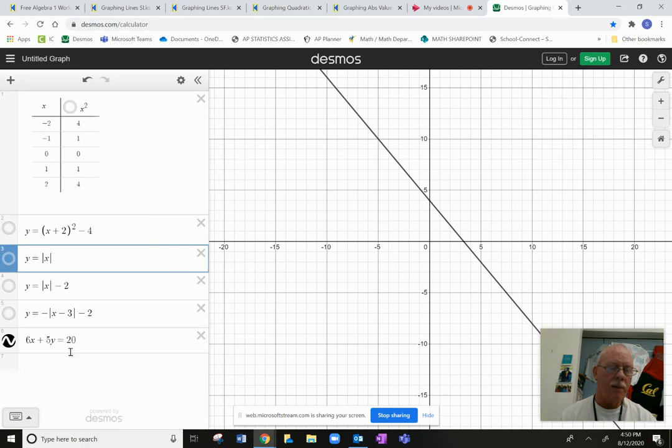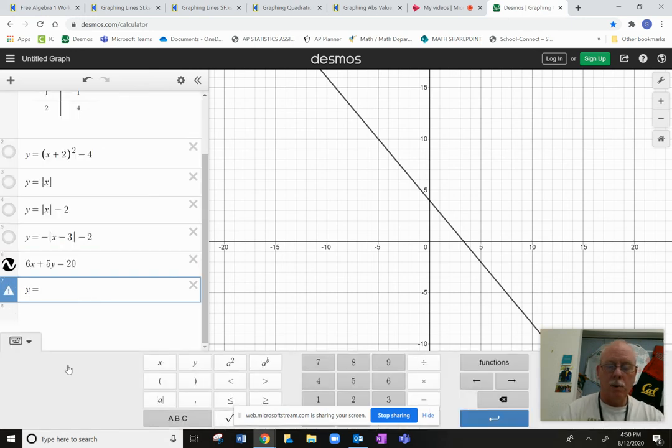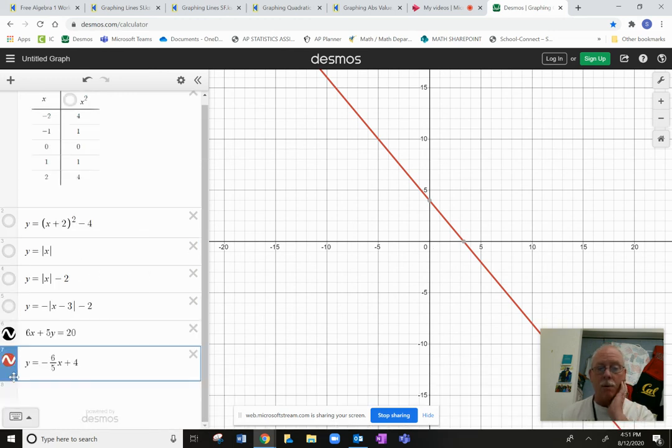Now, if you solved this for y, if you rewrote this equation as y equals, I think it would turn out to be something like minus 6 over 5x plus 4. But in fact, why don't I just do that? y equals negative 6 divided by 5 x plus 4. I'm doing this math in my head, but if you solve this equation for y, you would get that. And I'm proving that those are equivalent forms of the same equation. But my point is you can graph in any form that you want.